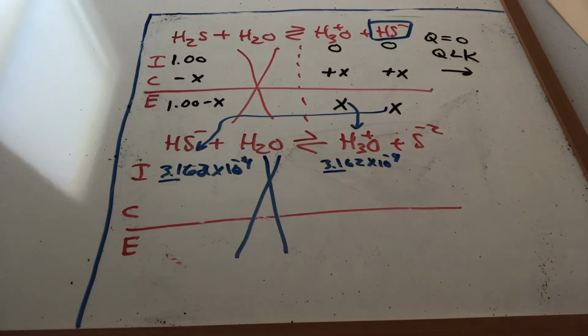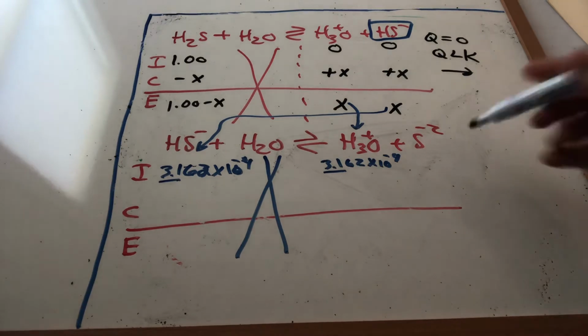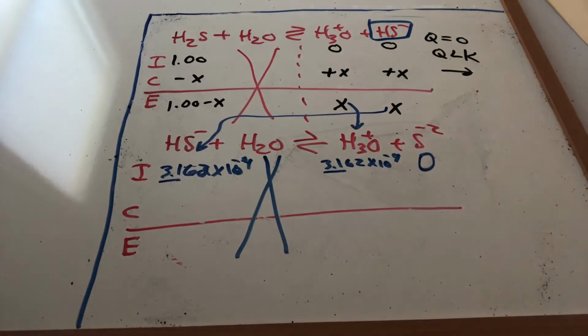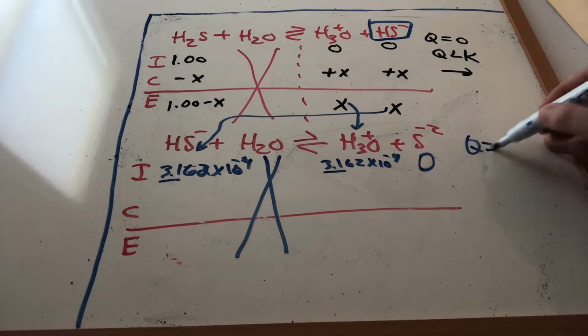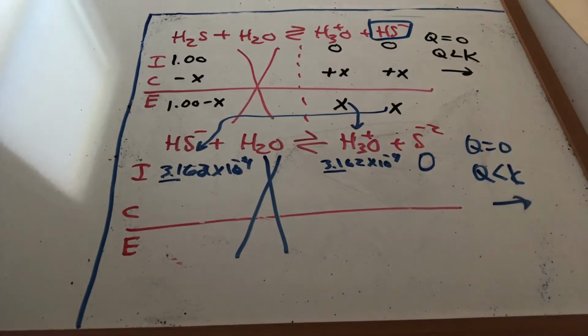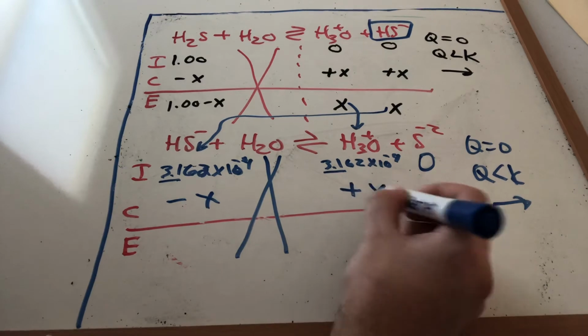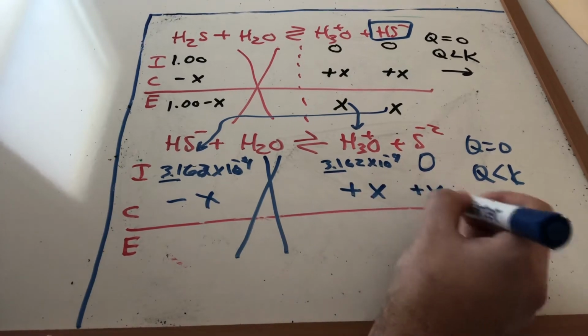All right. How much S minus 2 do we have in our first ice table? None. How much S minus 2 was there to start? None. That's a 0. We do a Q versus K again. Q equals 0. Q is less than K. We move to the right side. This is going to be a minus X here, a plus X here, and a plus X here.